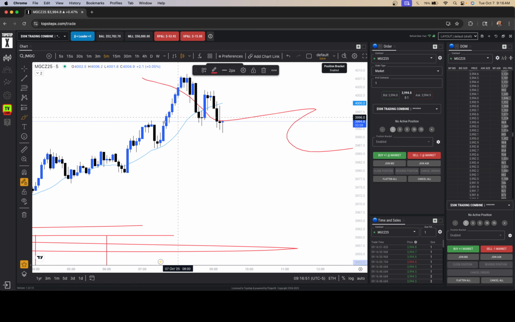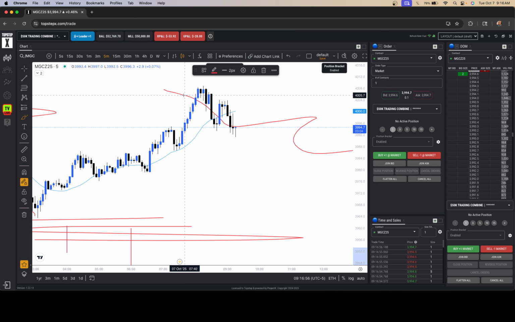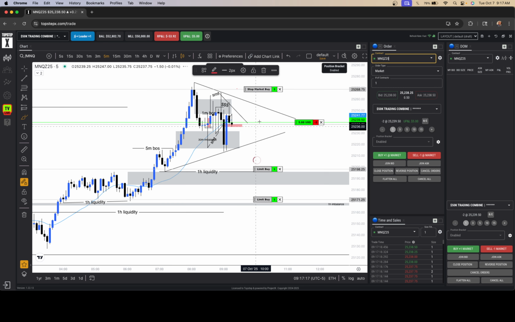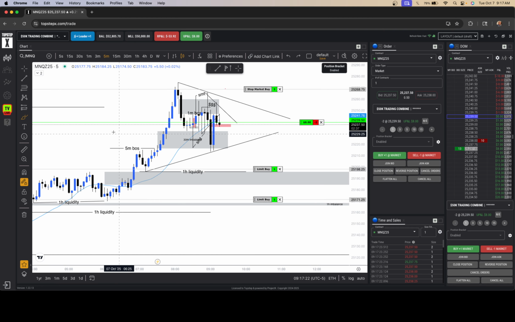So this is the 5 minute structure right here. This is the 5 minute high, 5 minute low, 5 minute high, 5 minute lower low. All right, let's go back to NQ and see if we can get out of this range.